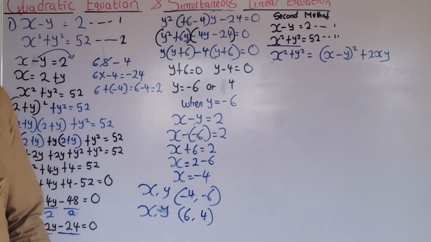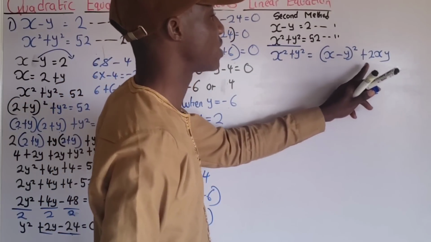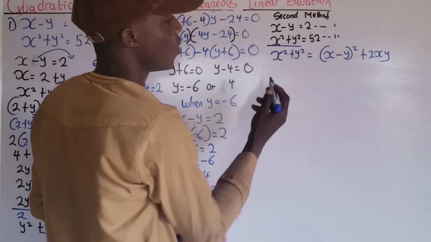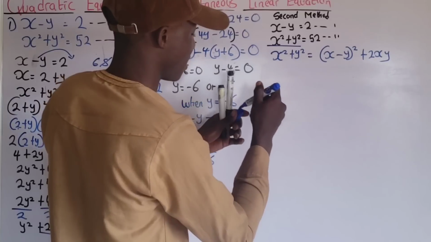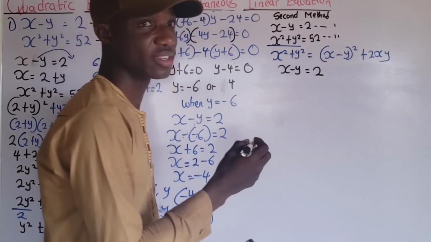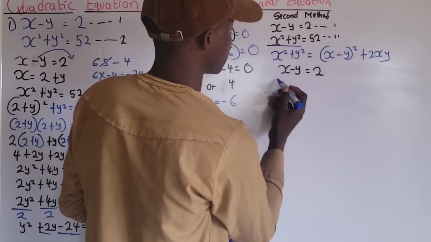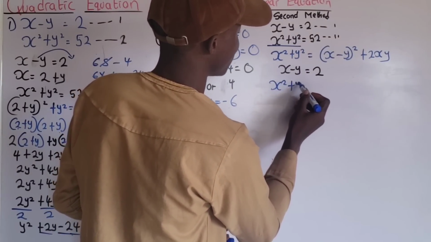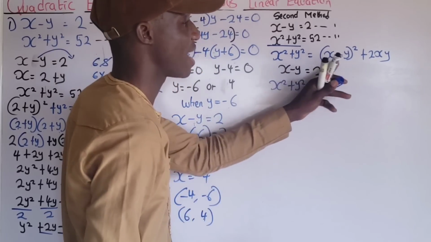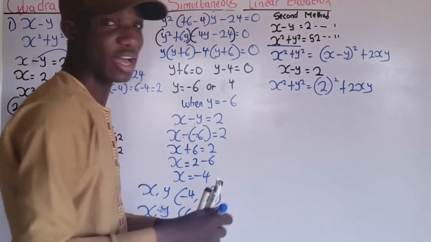Okay. Now, having known that x squared plus y squared is equal to (x minus y) squared plus 2xy, the next step is to recall that x minus y is equal to 2. Do you understand? So I'm going to substitute the value of x minus y as 2 into this equation. So I'm going to have x squared plus y squared is equal to 2 squared plus 2xy. Are you paying attention?